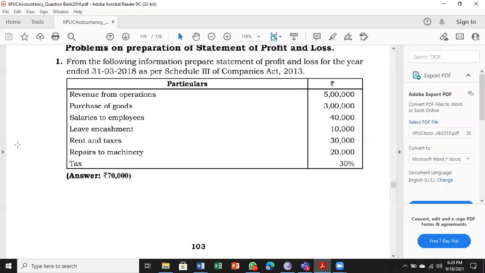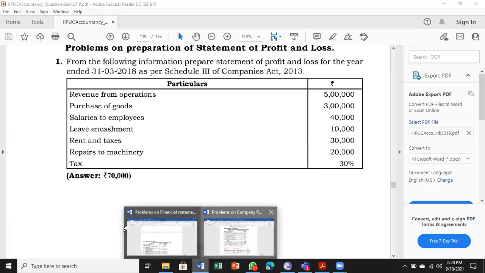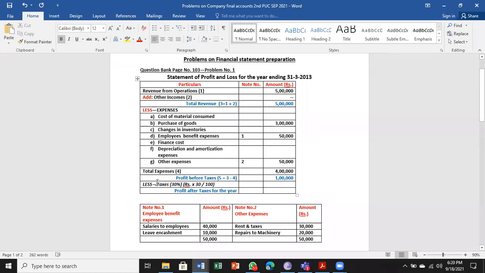And now we have the last adjustment, tax 30%. Tax at 30% is calculated on the profit that you have got now, that is, profit before tax 1 lakh. So on this 1 lakh, 30% is calculated, that is 30,000. Very good. So profit after tax comes to 70,000.